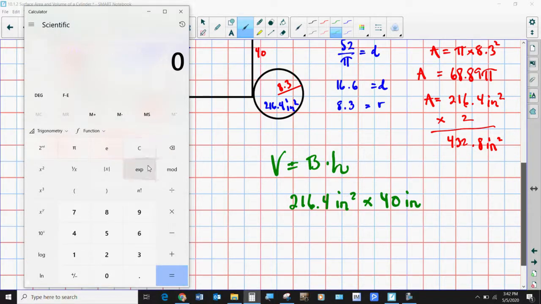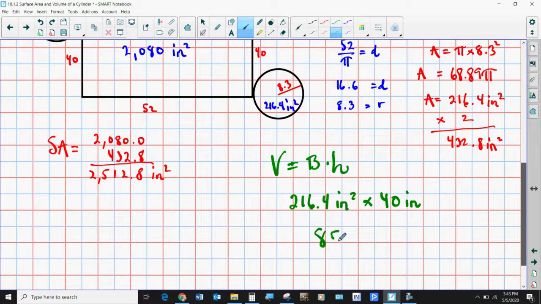And it's like 8,656. Could that possibly be right? I feel like I might have made a mistake. That is much bigger than the other one. Let's try this again. 216.4, which is the area of the base, the circular base, times the height, which is 40. And you stop. What is going on here? 216.4 times 40 equals 8,656.